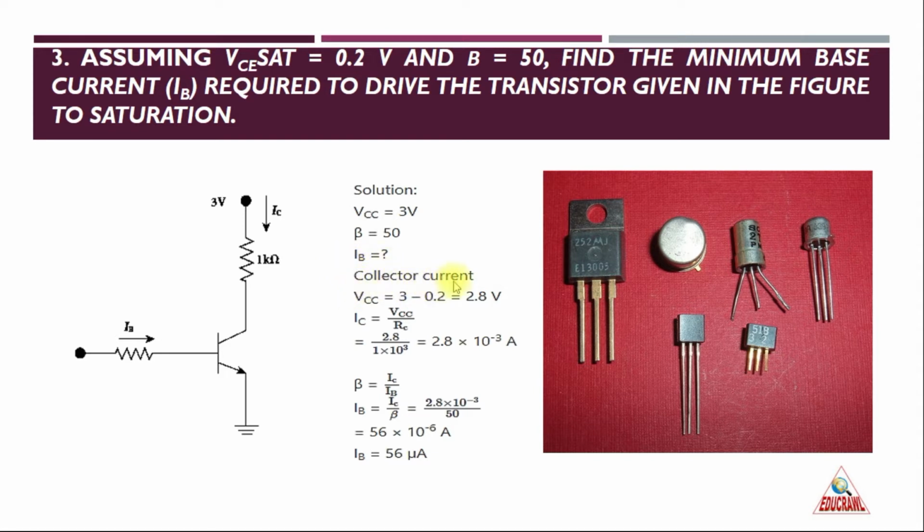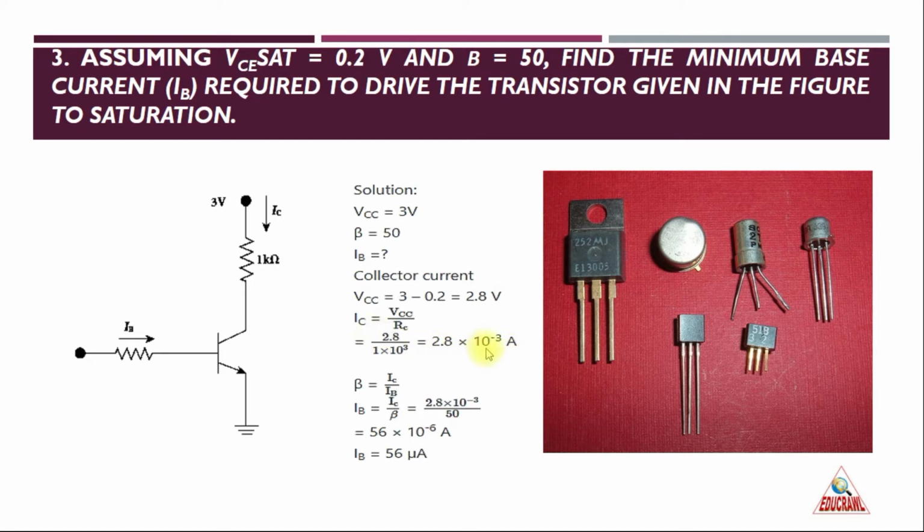We know that the voltage across the collector resistor is VCC minus VCE. VCC is 3 volt, the total voltage, minus 0.2, which is the VCE, so 3 minus 0.2 is 2.8 volt. So we can easily find the IC value using the formula IC is equal to VC by RC. VC we found as 2.8. RC is given in the diagram as 1 kilo ohm, which is 1 into 10 power 3 ohm. So 2.8 divided by 1 into 10 power 3 is equal to 2.8 into 10 power minus 3 ampere.